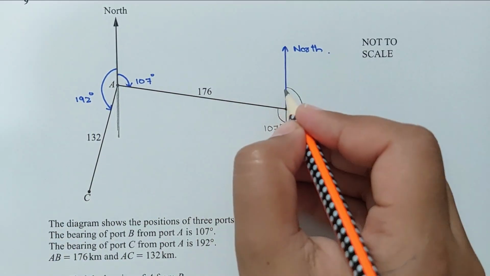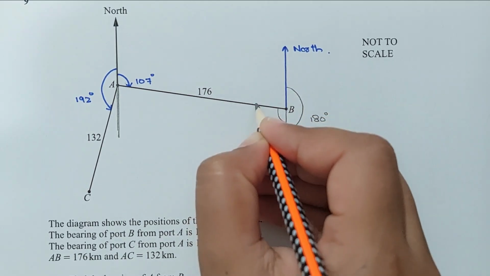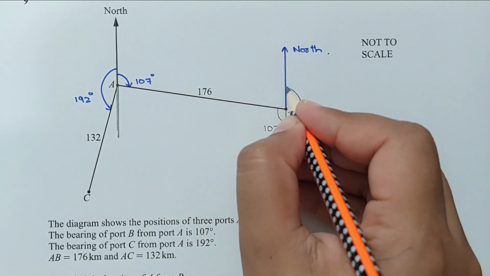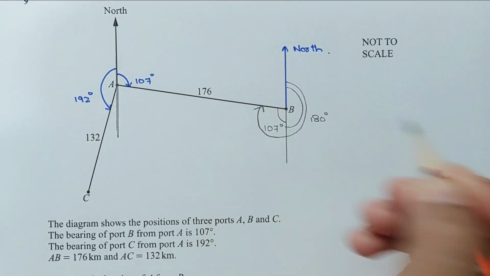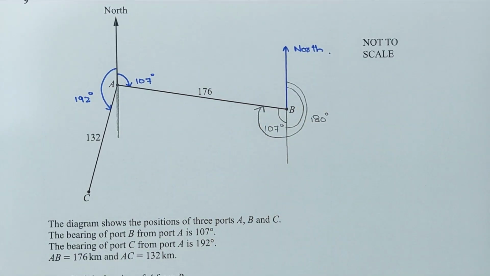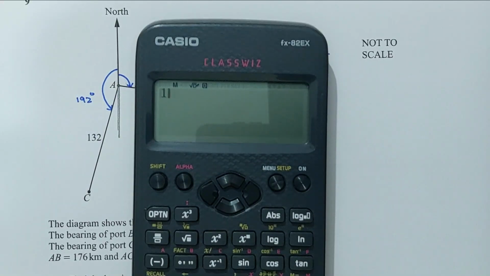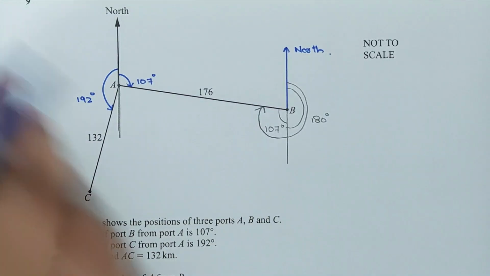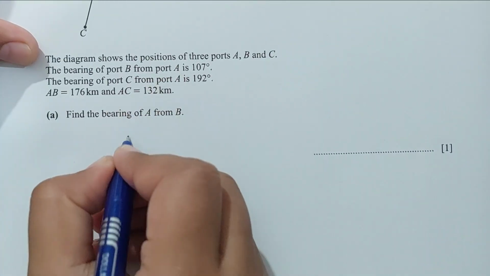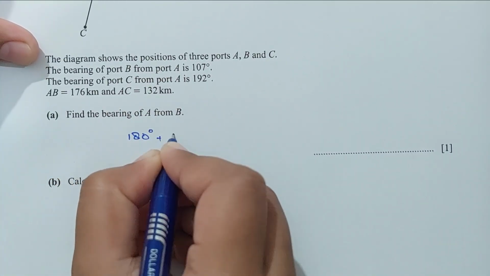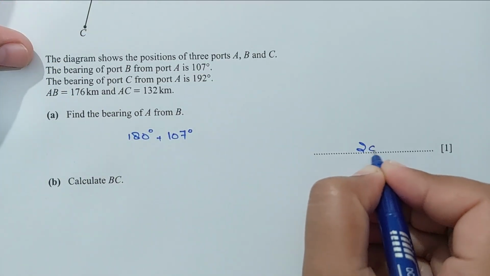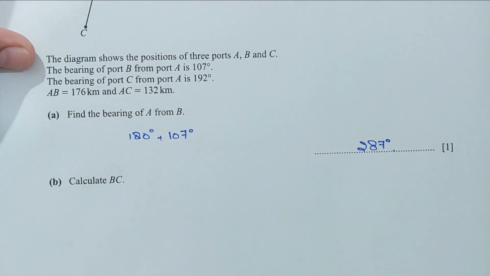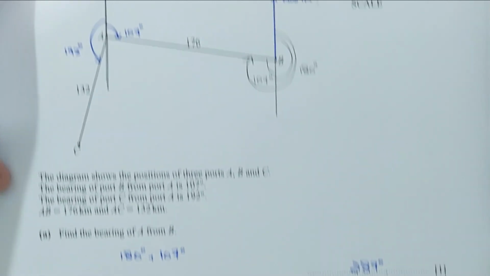So now to get the bearing of A from B, from B we have to draw the north line at B. From the north line to A, we have to calculate this angle. This angle is the sum of 180 and 107. 180 plus 107 is 287 degrees.